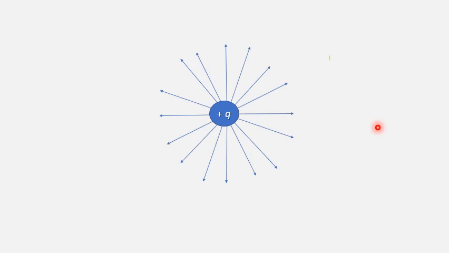Consider a point charge. We know that for a point charge, electric field lines are going outward if it is positive. So what if we have some closed surface around this charge? Now the electric field for this part is going in the positive x direction. For this part it is going in some negative x direction, and here in some other direction. So electric field vectors have different directions in different parts of this closed surface.